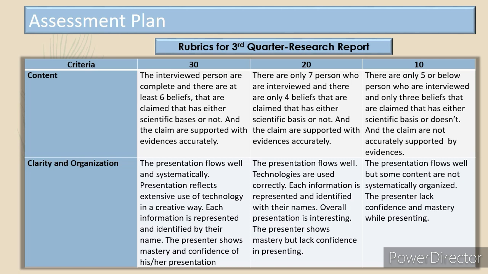So the presentation flows well and systematically. The presentation reflects extensive use of technology in a creative way. Each piece of information is represented and identified by their names, and the presenter shows mastery and confidence of his or her presentation. So that would be the rubric for the research.